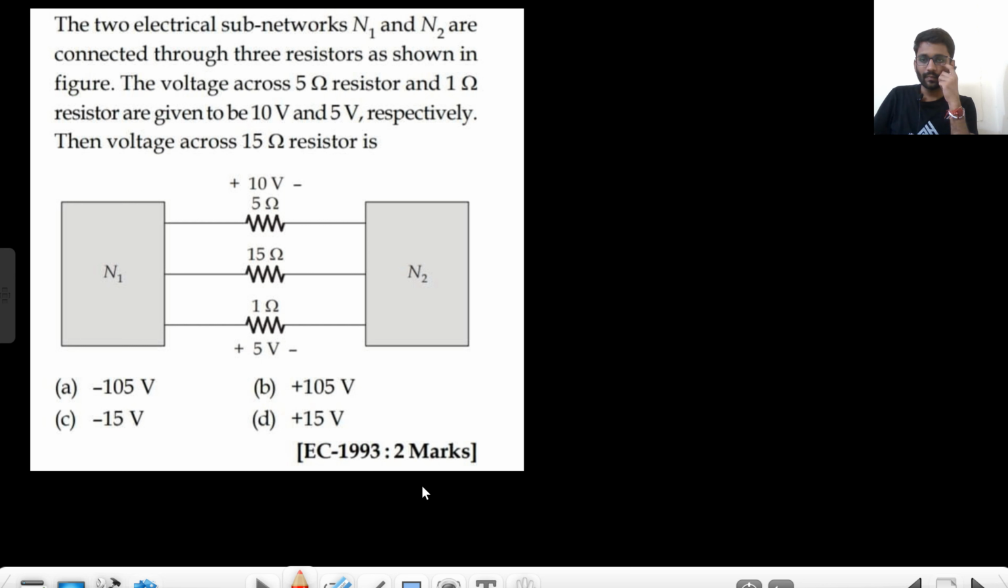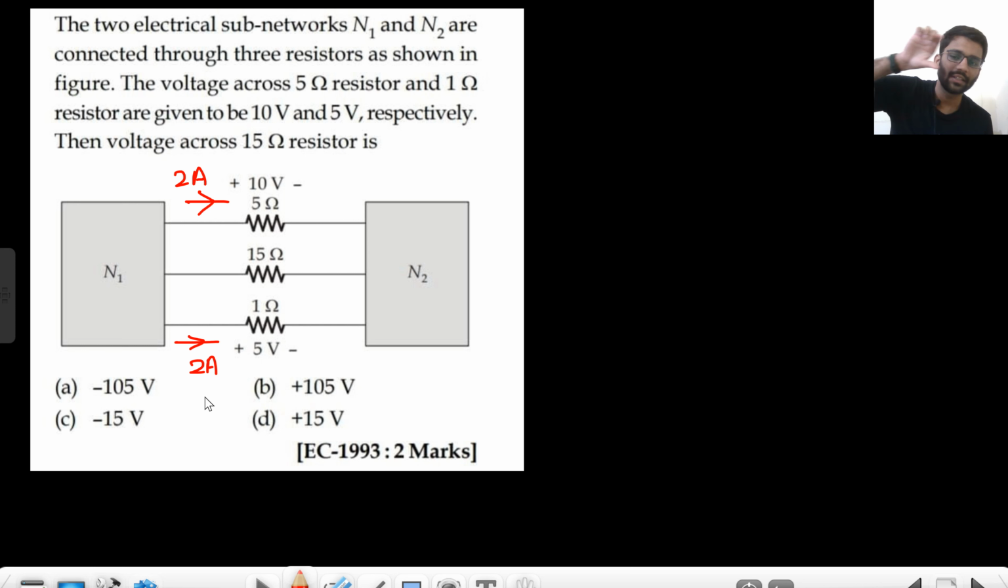Now this question, try to solve it on your own. I have given one concept related to it. What was that concept? Whatever current a network releases, it takes back the same amount of current. Tell me what is the value of current here? 10 by 5, 2 ampere. What is the value of current here? This is also 2 ampere.